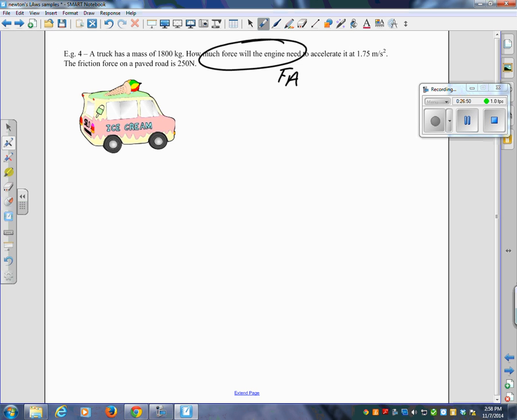I'm asked to find F_A, the applied force. I know the acceleration. I know the friction force. I know the mass. So what is my first step? I know mass and I know acceleration, so backwards from before, my first step is F net equals MA. The mass is 1,800. Notice how I'm lining up the equal signs. Times 1.75 is 3,150. So 3,150 is the net force.